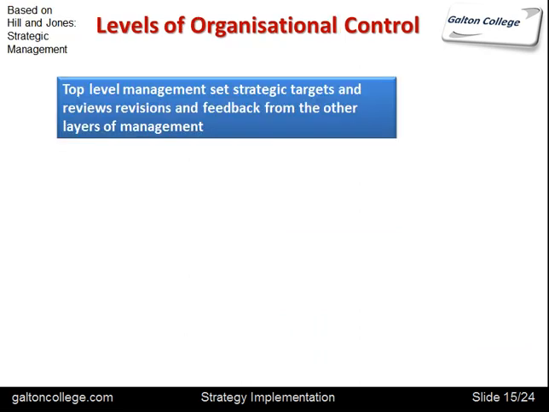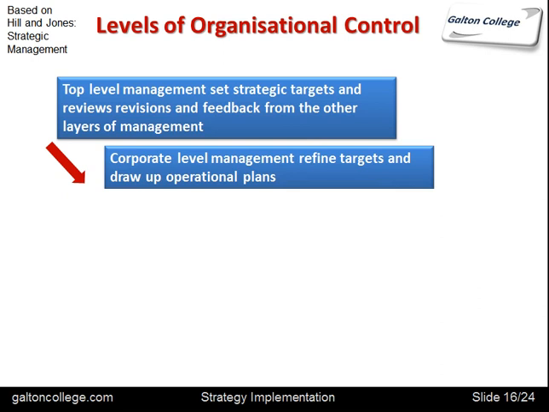Now, the levels of organizational control. Well, the top level of management sets strategic targets and reviews revisions and feedback from other layers of management. So it's top level management who sets the strategic targets of the business, and who also look at the feedback and revisions from other layers of management in setting those targets. They don't just do it on their own, they consult.